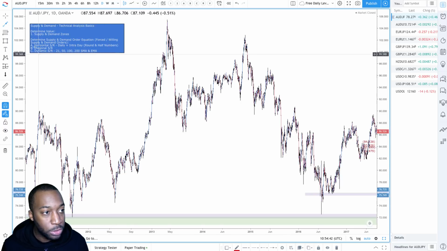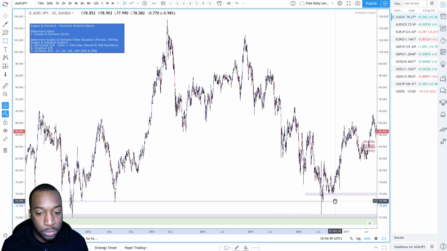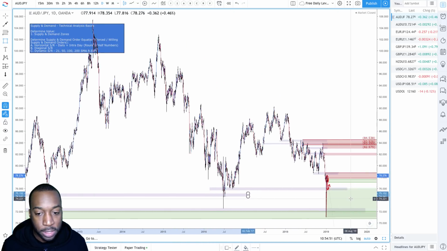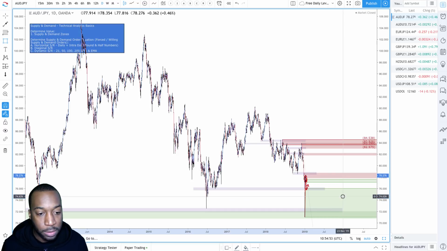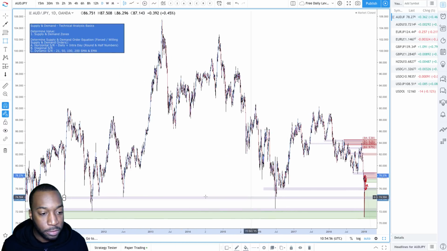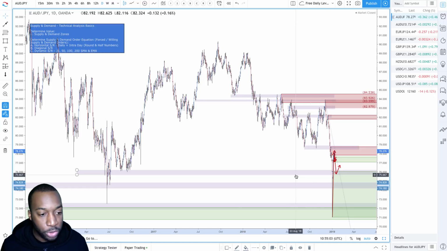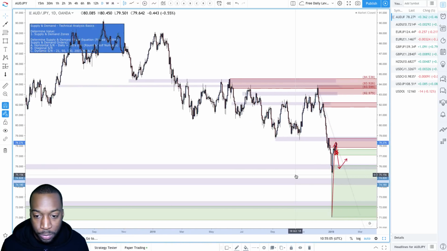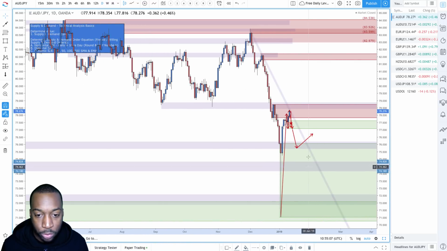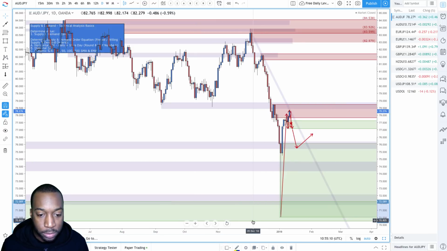Even though this is from 2011, you can see that prices have reacted from that zone right there. So that's your areas within this large demand zone. I'm going to delete this one.